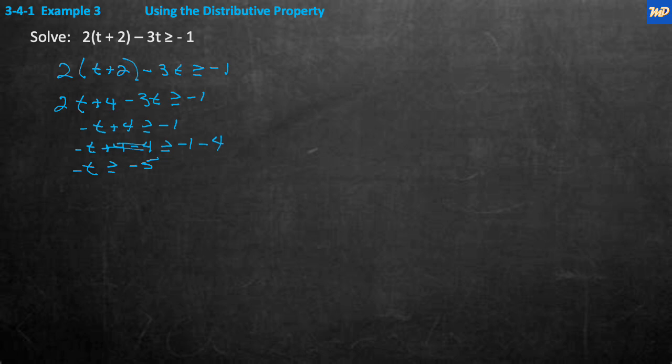And now we have to clear the negative sign from the t. And what do we do then? Of course, we're going to multiply both sides by negative 1. So negative 1 times negative t is less than, I switched it, less than or equal to negative 5 times negative 1. Okay, so now the negatives cancel, so I get t is less than or equal to, and the negatives cancel, 5. So there's the answer right there. T is less than or equal to 5.